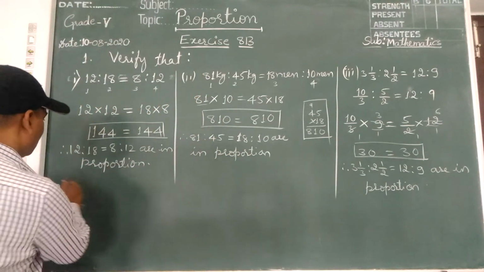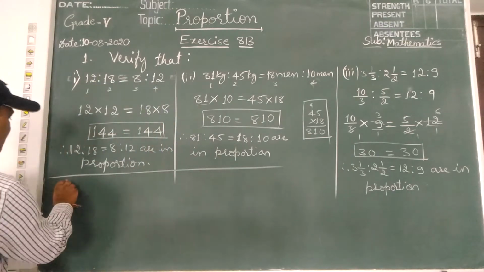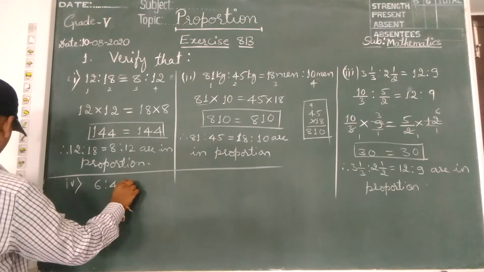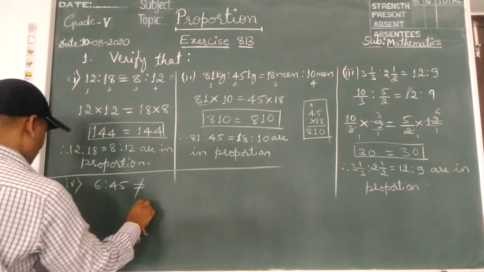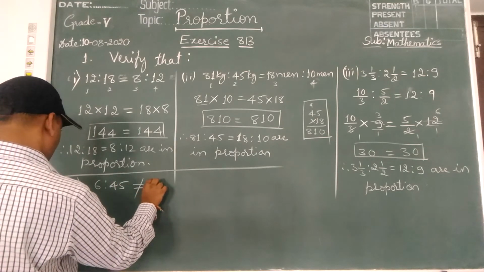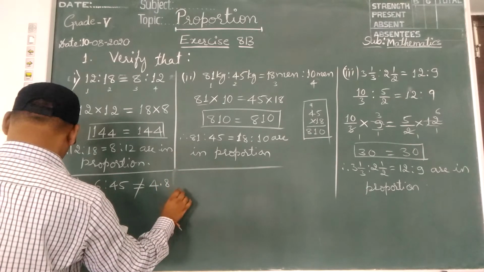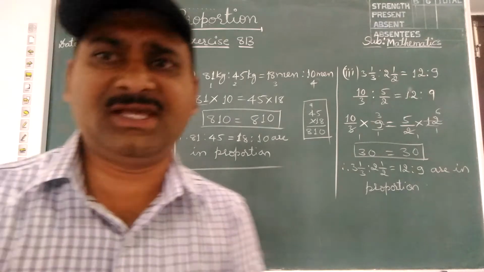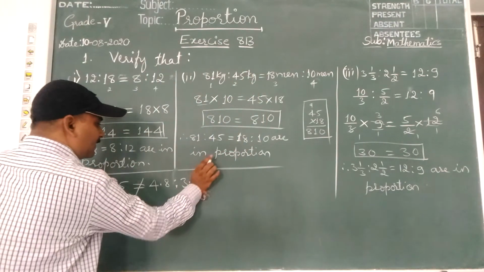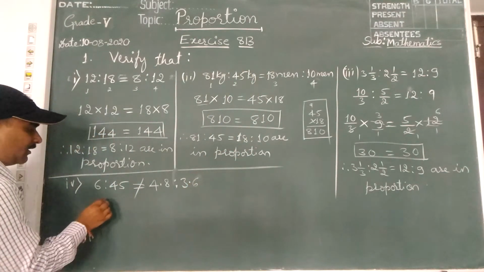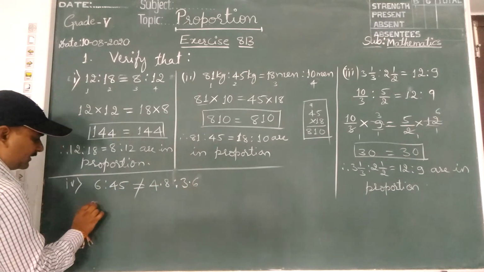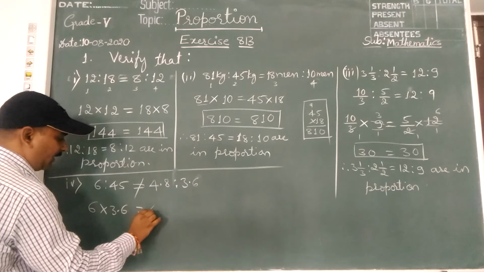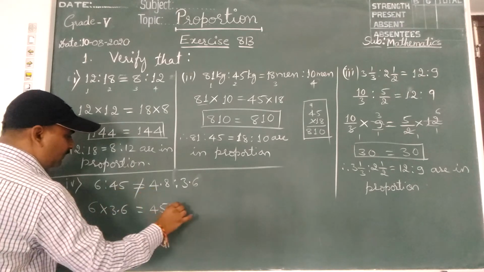One more question is there, children. That is the fourth one. Let us check that fourth one. That is 6 is to 4.5 not equal to 4.8 is to 3.6. Decimal numbers are given. That's all simple. Product of extremes 6 into 3.6 equal to 4.5 into 4.8.